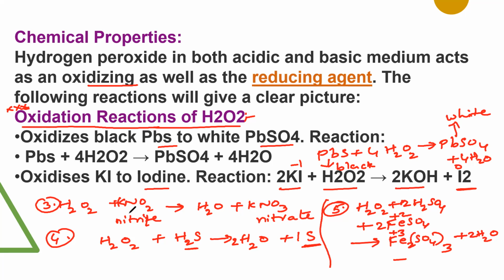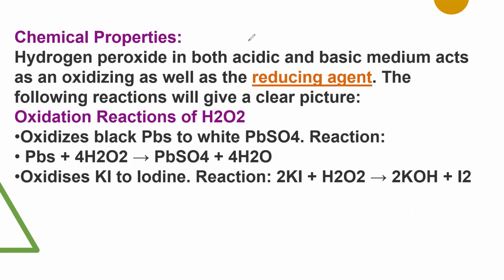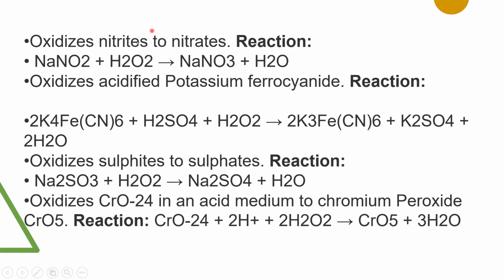It oxidizes potassium nitrite to potassium nitrate. It oxidizes sulfide to sulfur. It oxidizes ferrous sulfate to ferric sulfate. So these are the important reactions of hydrogen peroxide regarding oxidation. Next we will see it oxidizes nitrites to nitrates.